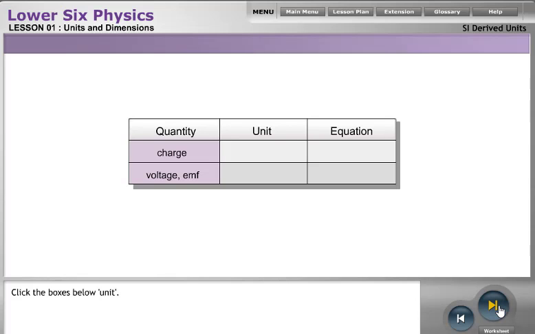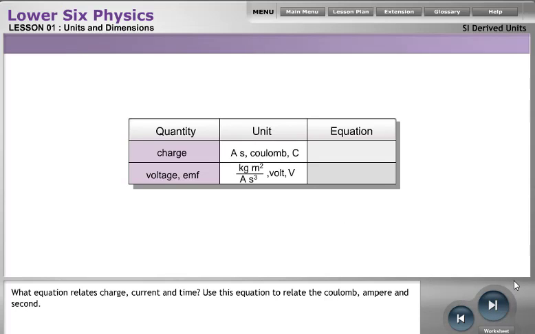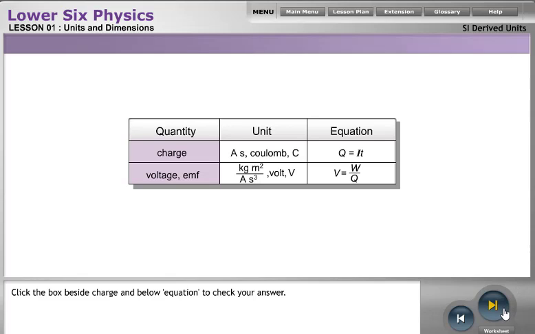Click the boxes below unit. What equation relates charge, current, and time? Use this equation to relate the Coulomb, ampere, and second. Click the box beside charge and below equation to check your answer.